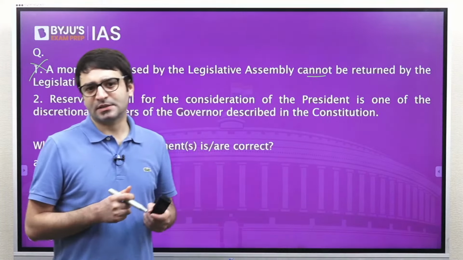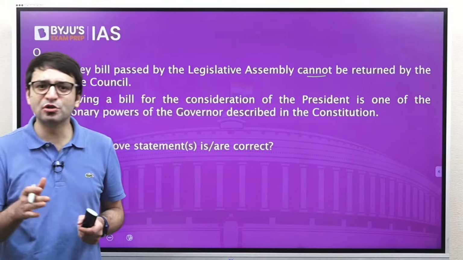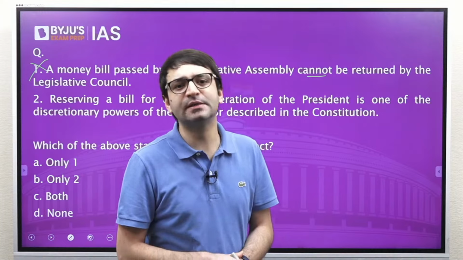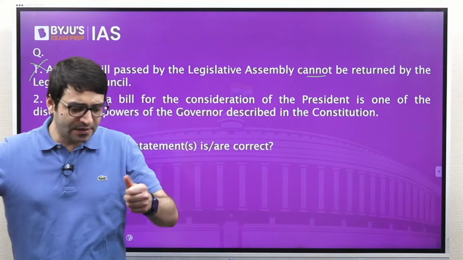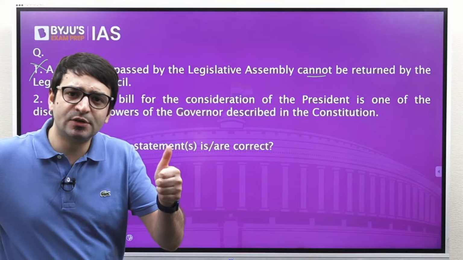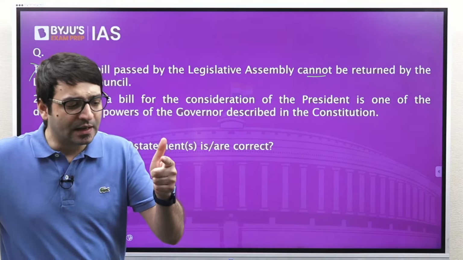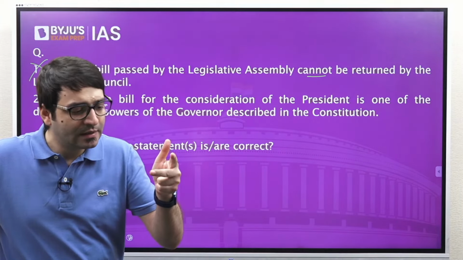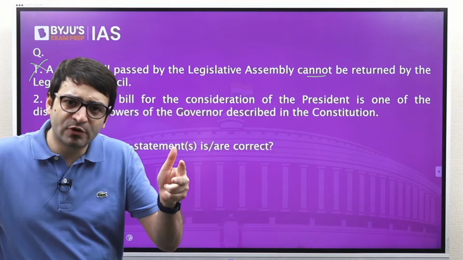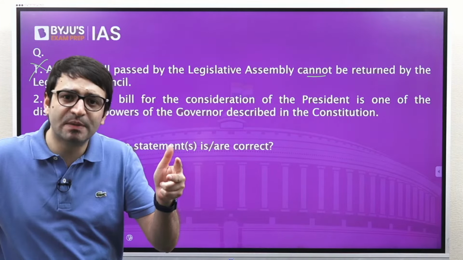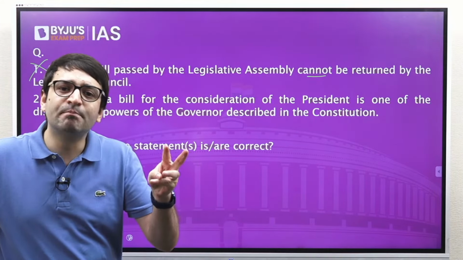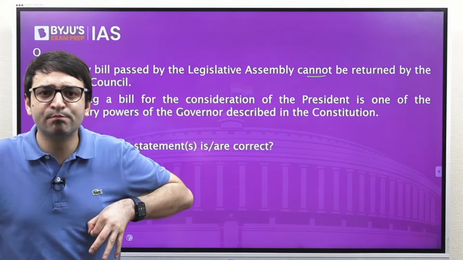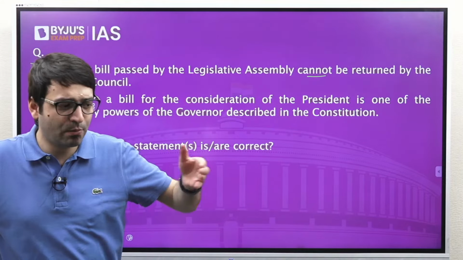When a bill is passed by both houses of the state legislature, then sent to the governor, what are the options available with the governor? Governor can either give his assent to this bill. Governor may withhold his assent to a bill, which means he can use absolute veto. The governor may send the bill back for reconsideration, which means he is using suspensive veto. The governor may not act on this bill at all, may keep the bill lying in his pocket, which is what we call pocket veto.